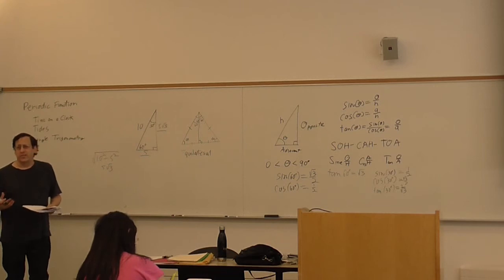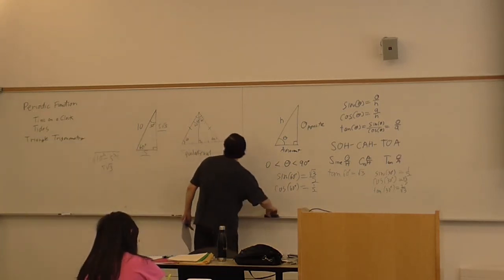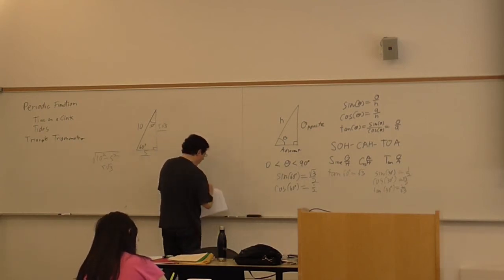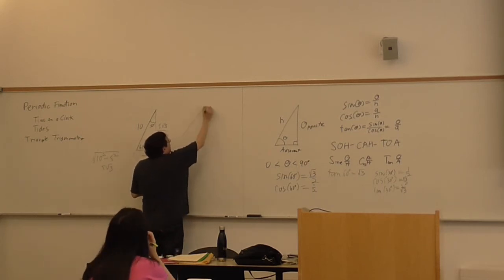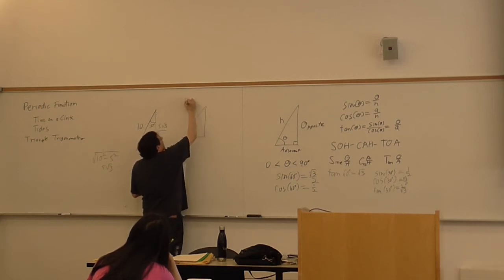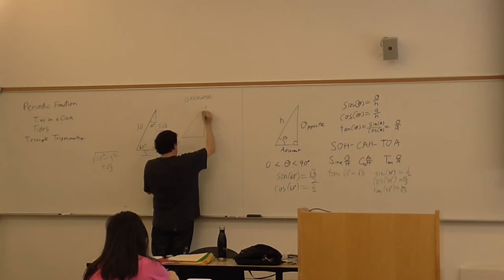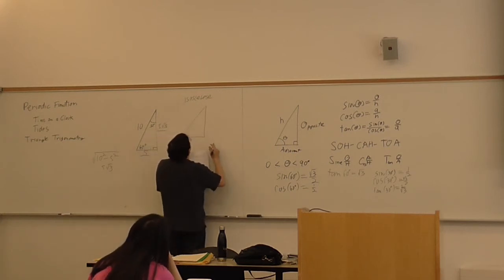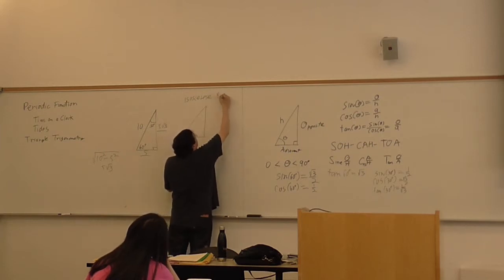There's one more triangle that's like that. That should be pretty easy to remember. Figure out. That's the hopefully well-known isosceles. Is that how you spell that? Yeah. Isosceles right triangle.